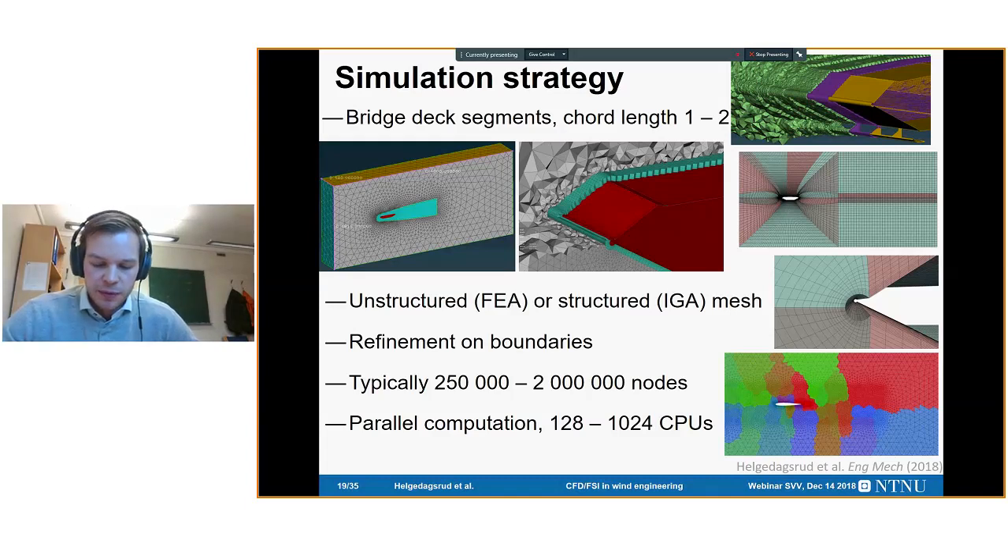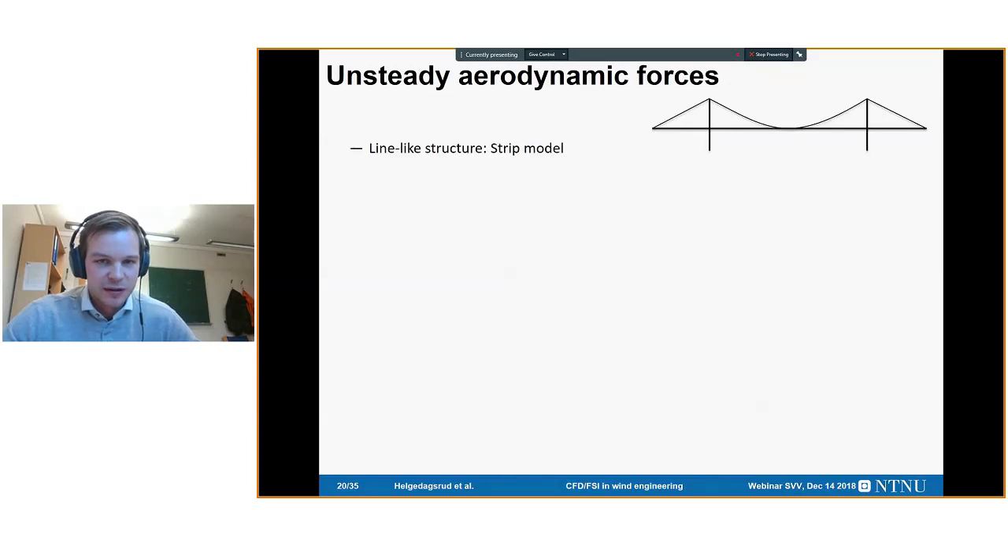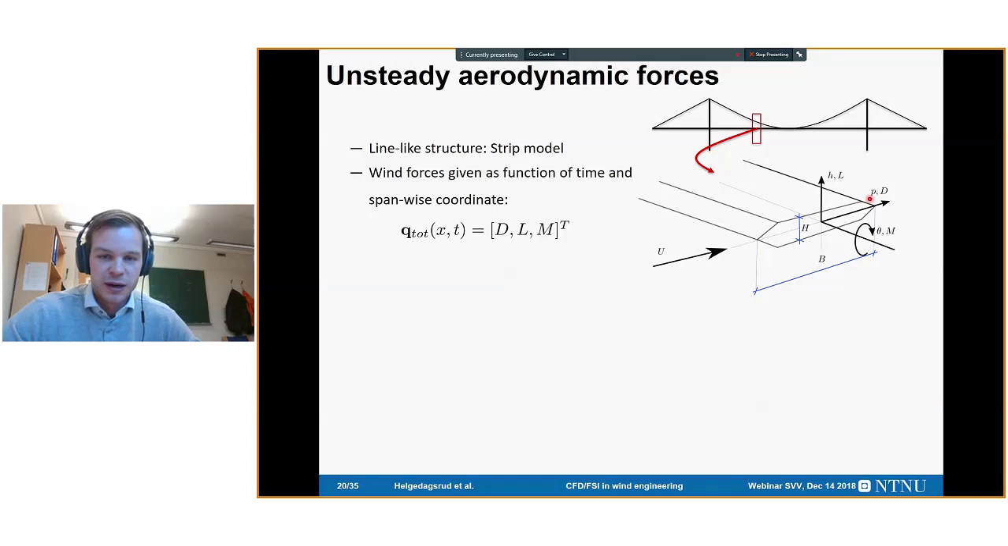So before we go to the applications, I think I would just take the aerodynamic forces as our point of departure. Because, yeah, let us consider this slender bridge. And if we assume that we can use a strip assumption, we can express the forces as drag, lift, and pitching moment at a given position and time.